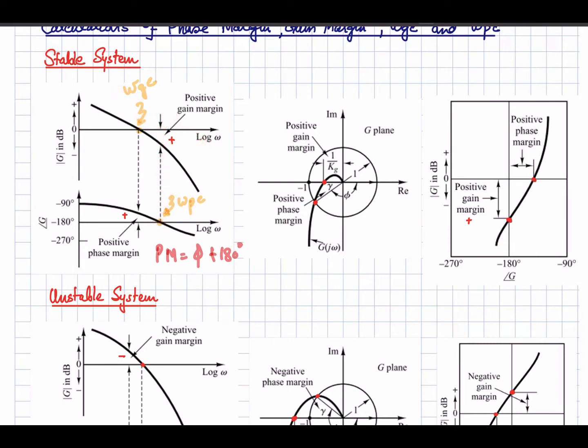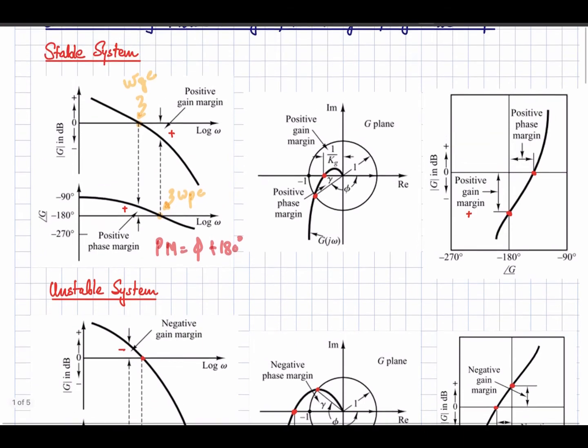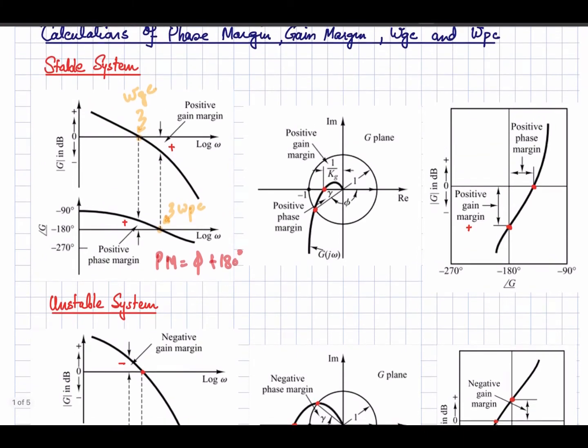If phase margin is negative, then your system is unstable, and your phase margin should be positive for a stable system. So we have seen this Bode plot and this one for the stable and the unstable system. Now let's discuss the polar plot.